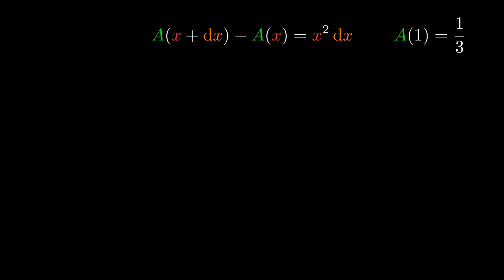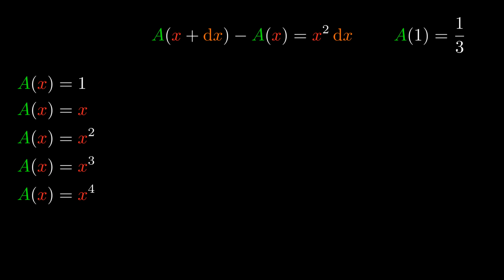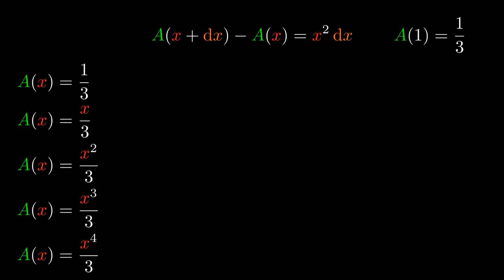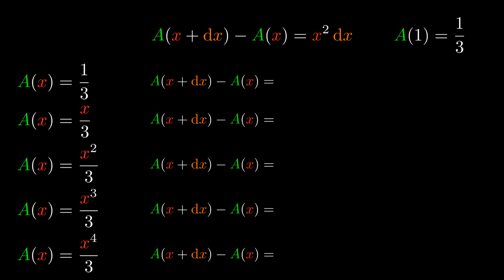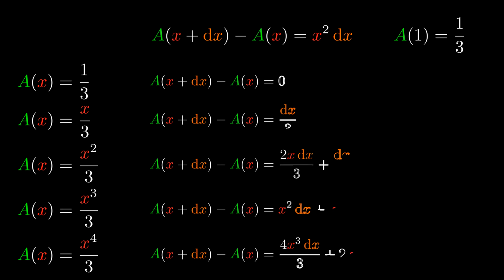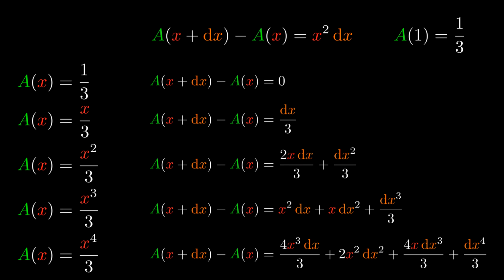To start off simple, let's start our guessing with some monomials. We want them to be 1/3 when the input is 1, so we should divide them all by 3. We can now just calculate this difference for each function and see if we get the right thing. After quite a bit of straightforward algebra, we get these results. It seems like none of these guesses were right. I guess we'll have to make more guesses.